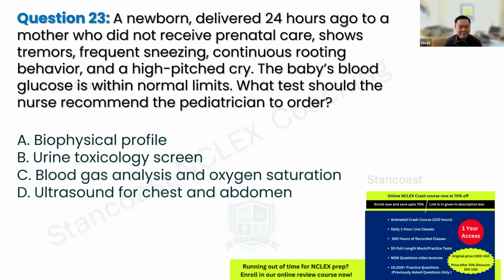A. Biophysical profile. B. Urine toxicology screen. C. Blood gas analysis and oxygen saturation. D. Ultrasound for chest and abdomen.